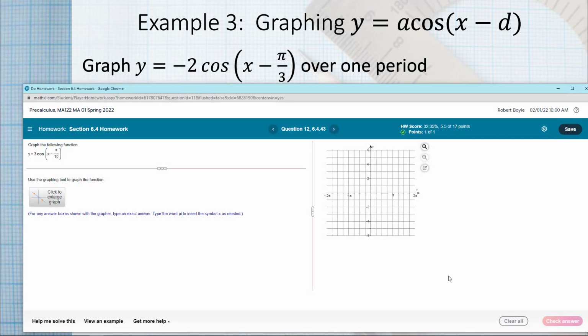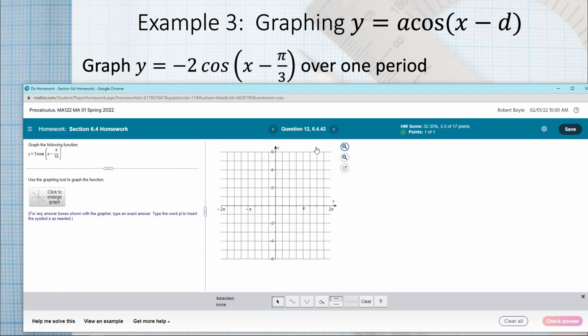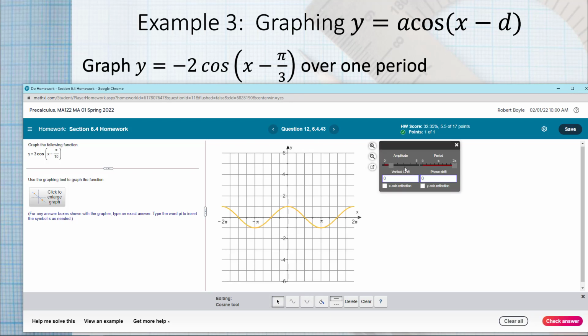Let's go to a similar question, not that it matters, because we're not going to plot that. We're going to plot this up here. Once again, make our graph big. Since we have cosine, click the cosine tool. Click anywhere on the graph. Our dialog comes up. Now, notice that since we have a -2, our amplitude is the absolute value of that, or it is 2. So we want to move this to 2.